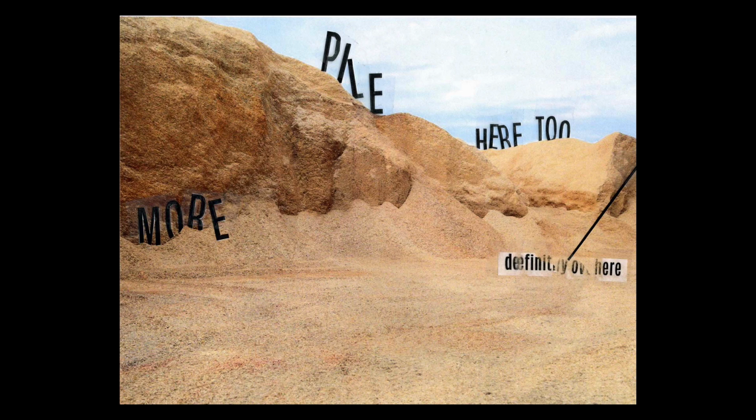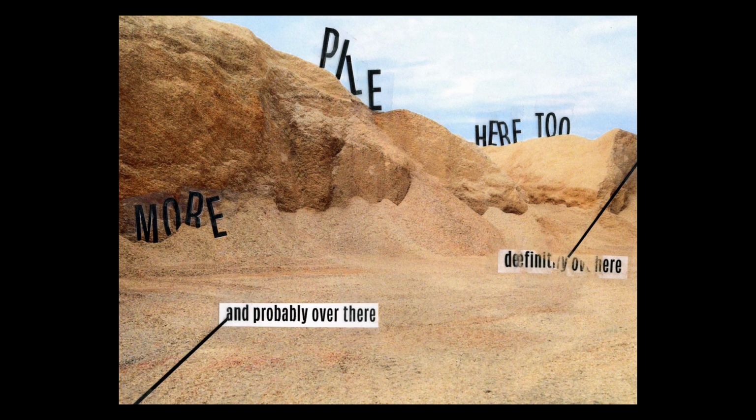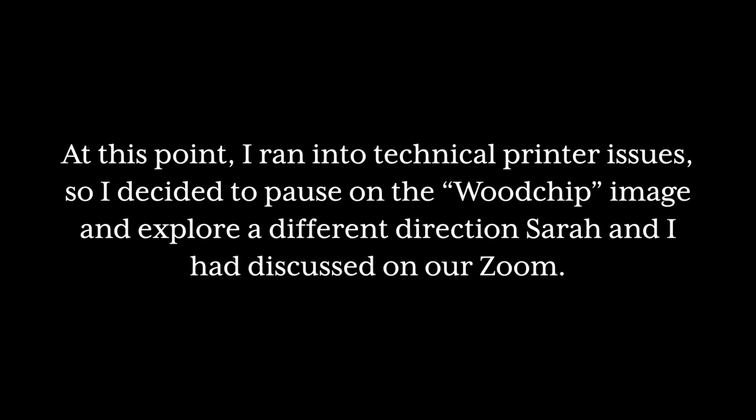This placement style was an accident. I wanted to try and change the style and size of the text to appear like I was labeling, but I tried to reposition the tape and part of the ink came off with it. I decided to go with it, but I recognized this feature changed the style of the image. I still continued exploring on this image, continuing in the same tone. At this point, I ran into technical printer issues, so I decided to pause on the wood chip image and explore a different direction Sarah and I had discussed on our Zoom.